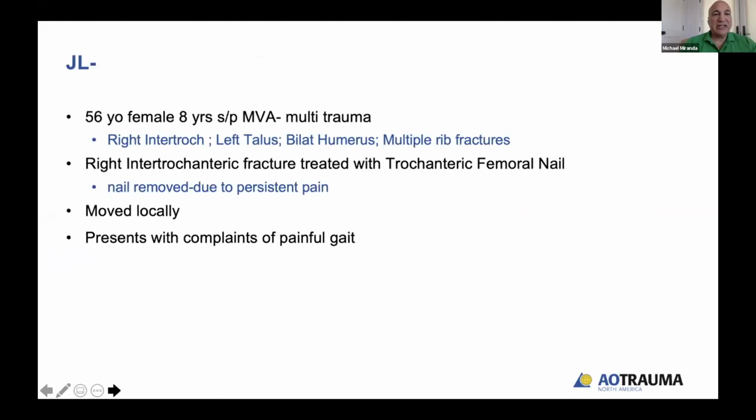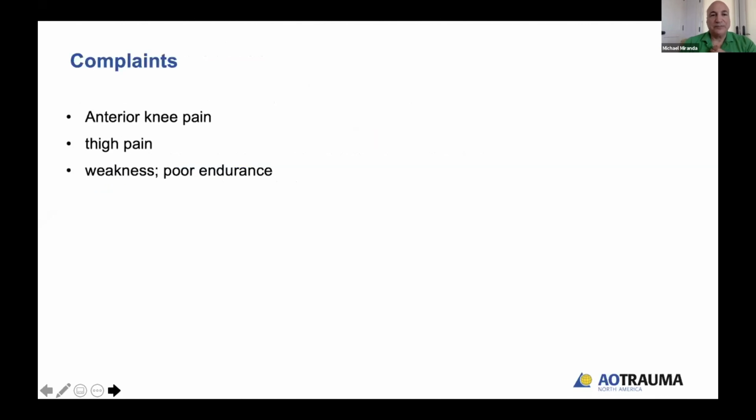So we're going to start off with a case. This is a woman. At the time, she was 56 years old. She was 8 years status post a motor vehicle accident, and she had suffered a number of different injuries. The one that's pertinent to our discussion is she had a right intertrochanteric hip fracture. It was initially managed with a trochanteric femoral nail, and the nail went on to be removed due to persistent pain. She went on to relocate, moved locally, and she presented to my office with complaints of a painful gait.